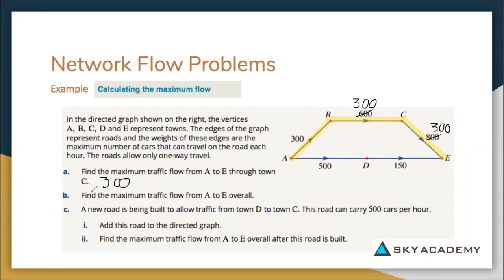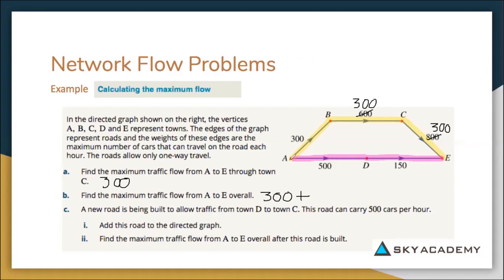Now let's have a look at the maximum traffic flow from A to E overall, including both the routes, the pink route as well as the yellow route. So we know that 300 could go through the yellow route. So we're going to leave 300. I want this color. 300 plus whatever the pink route is.